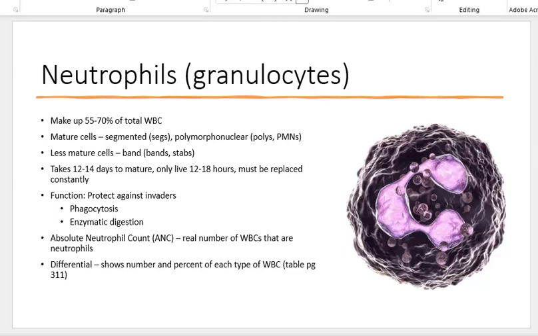This makes up 55 to 70% of the total white blood count. It's the most plentiful. They are the first responders of the immune system, rushing to the site of infection or injury to fight pathogens. They are produced in the bone marrow and released into the bloodstream. They're also called granulocytes because of the number of granules inside the cell. The different names are based on the shape and maturity. So you have mature neutrophils, less mature neutrophils.